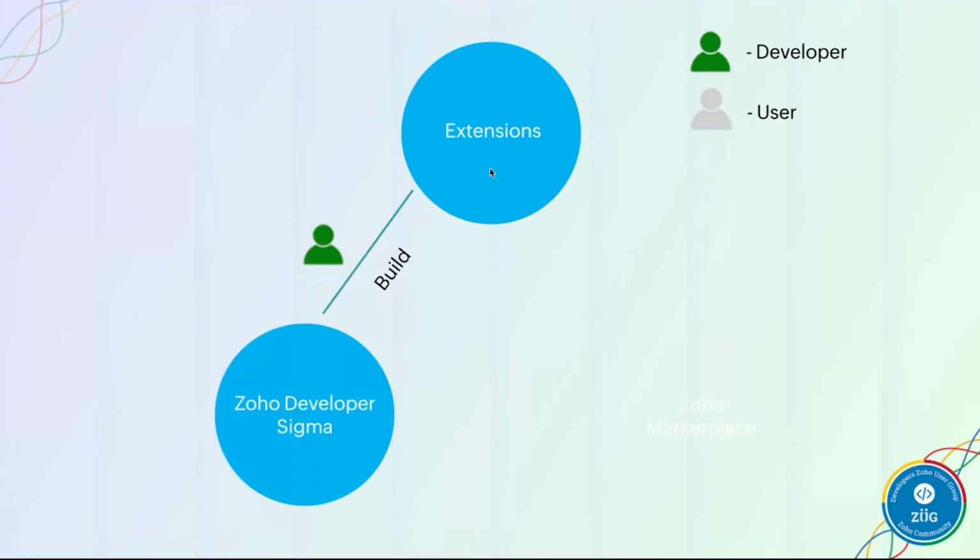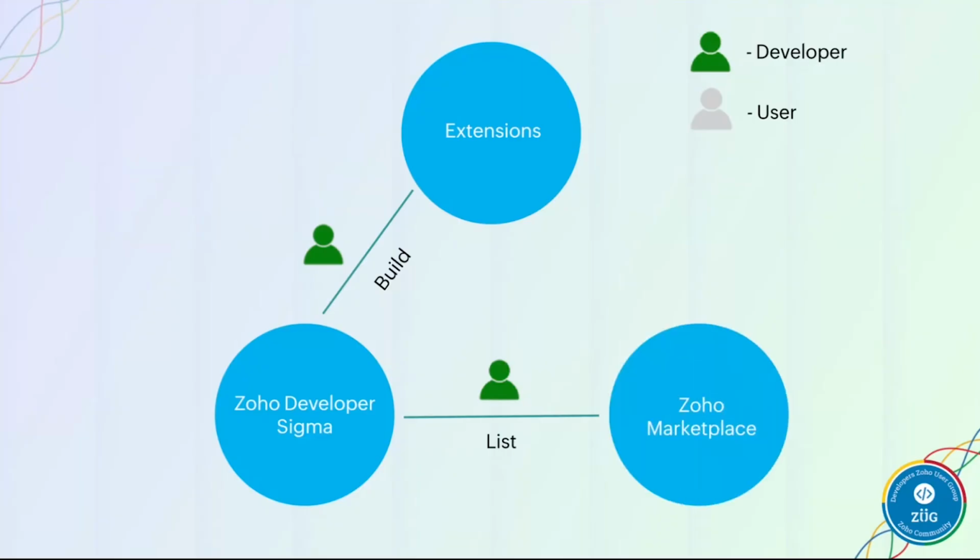So the extensions that are built using the Zoho developer platform Sigma can be listed publicly in Zoho Marketplace, from where the Zoho users can install and use the extensions as part of their Zoho product, thereby enhancing the existing functionality of that Zoho product.